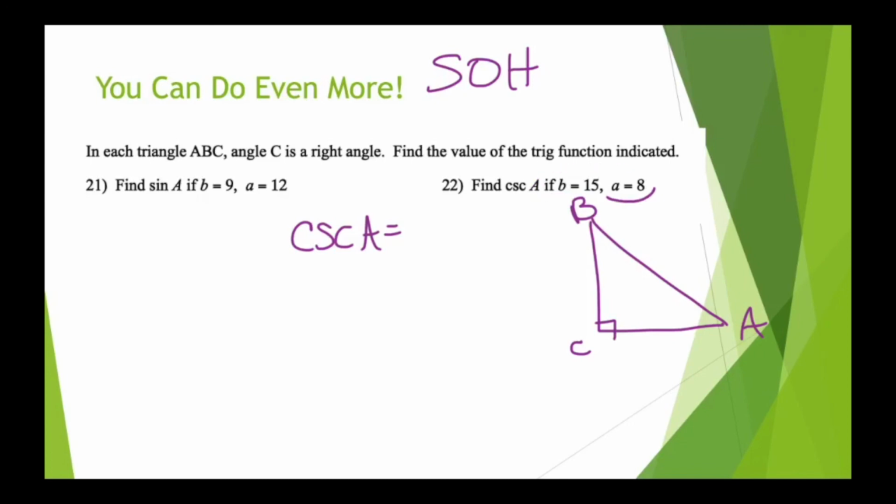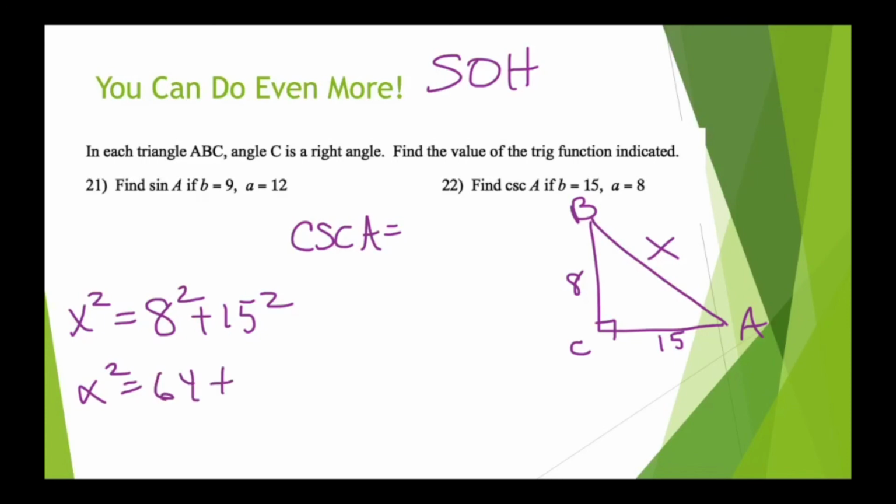But little a is opposite angle A. And lowercase b is opposite the angle B. We needed the hypotenuse and the opposite. The hypotenuse we don't know. We're going to have to find it. X squared is going to equal 8 squared plus 15 squared. That's going to be 64 plus 225.